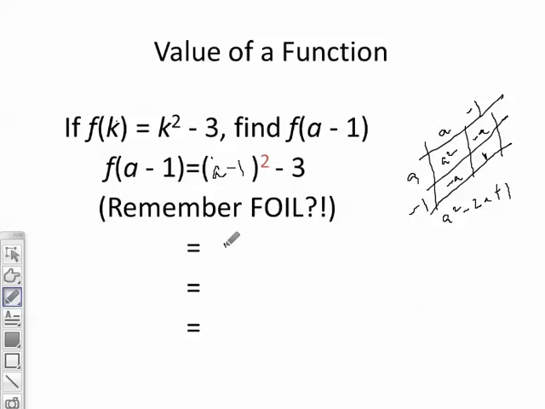So what have I got? I've got A squared minus 2A plus 1 minus 3. So I have to simplify that a little bit, and I get A squared minus 2A minus 2. That's the way you evaluate a function. Even if it's got another expression that goes in here, it can be done. You just have to follow it through and simplify it all the way down.